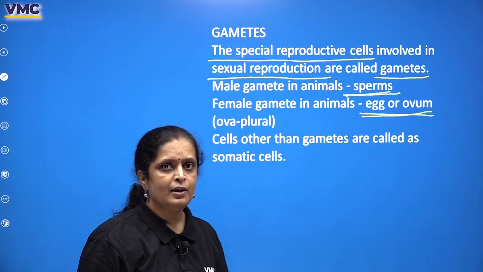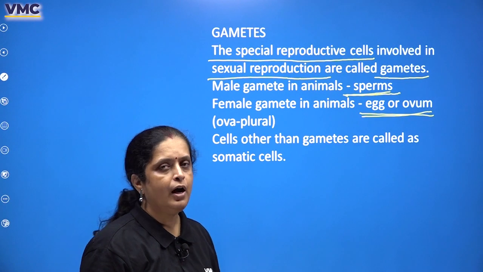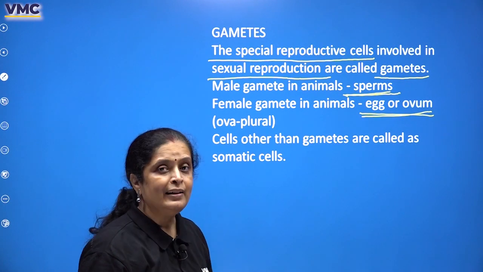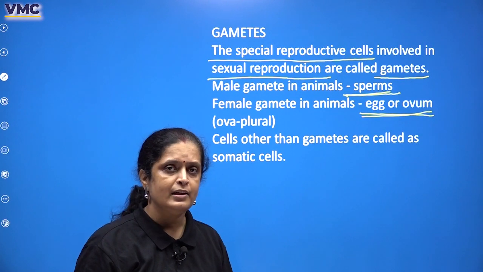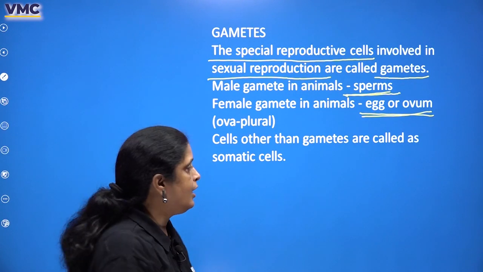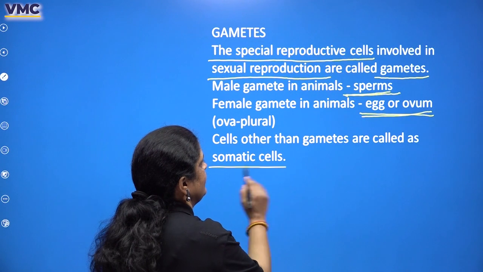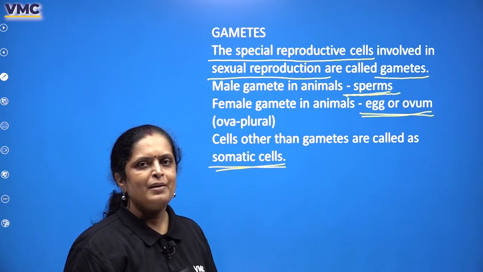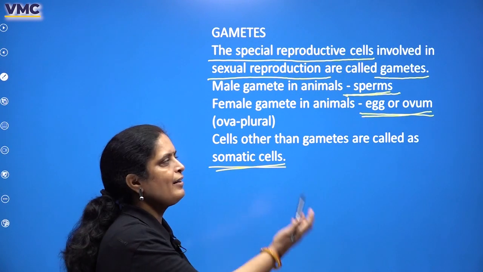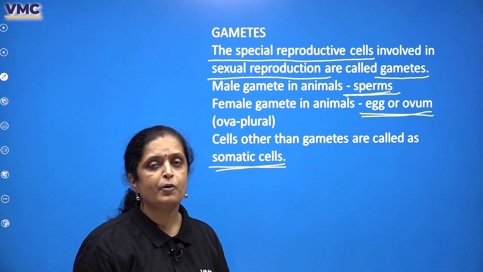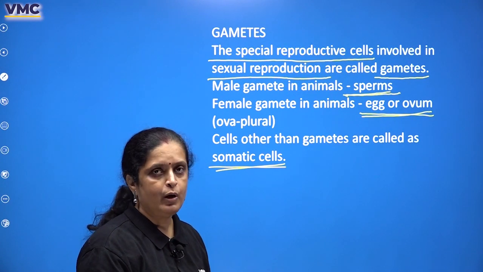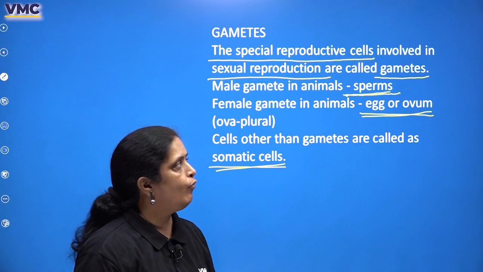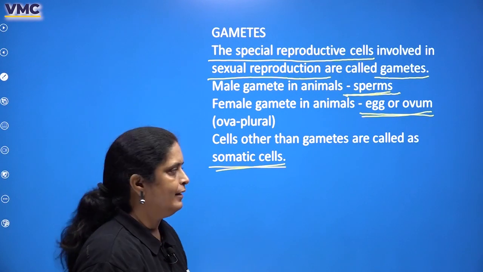So cells which are used for reproduction are known as gametes, and the other cells, there are many cells in your body, so the other cells which are not used for reproduction are called the somatic cells. So cells can broadly be classified as somatic and reproductive cells. Reproductive cells are known as gametes. In male we have sperm and in female we have ova or egg, ovum or egg.